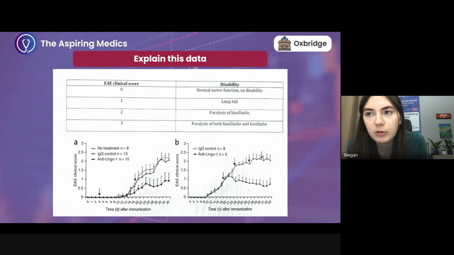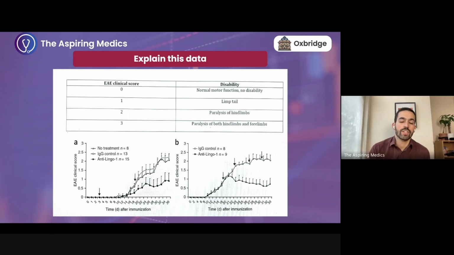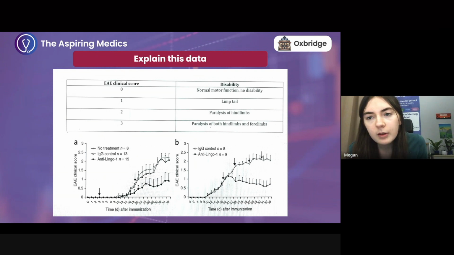It's not being used to prevent as such, maybe. It's being more used as a management method. Very good. So graph A is really showing anti-lingo 1 more as like a vaccination, whereas B is showing it more as a management. Yeah. And as I say, which do you think would be more relevant when it comes down to multiple sclerosis? I mean, I think probably management of a condition.